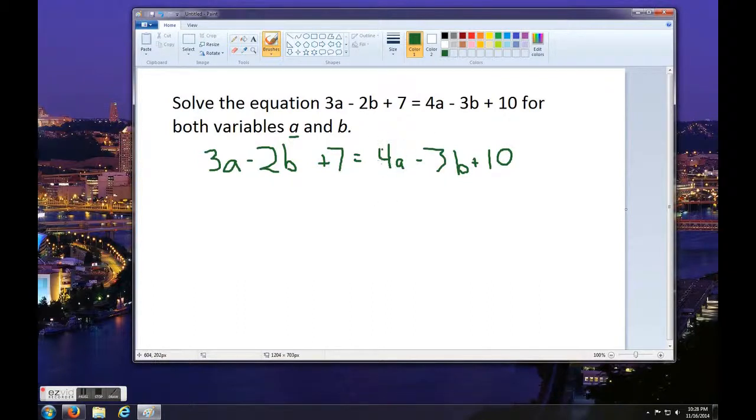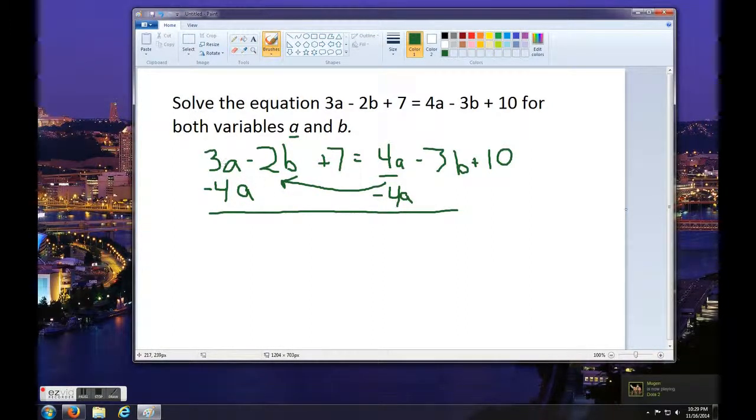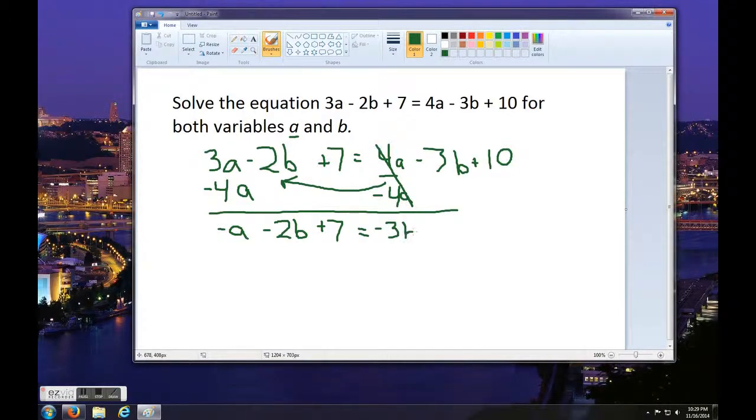So how am I going to get the a on the right side over to the left? What we're going to have to do to get rid of it is subtract 4a. Now if I subtract 4a from the right side, what do I have to do to the left side? Hopefully you're all able to tell yourselves that we're going to have to subtract 4a from this side as well. So our new equation reads, what's 3a minus 4a? Well, it's negative a, negative 1a, minus 2b plus 7. Now this positive 4a and this negative 4a cancel out like we wanted, and we're left with negative 3b plus 10.